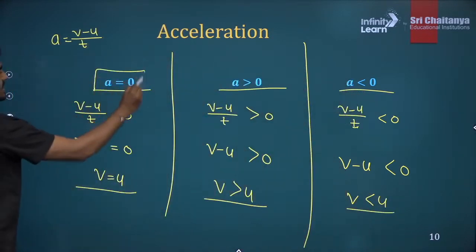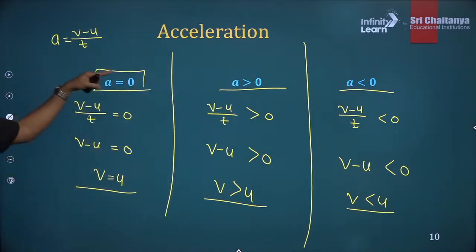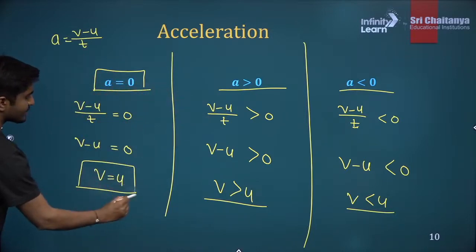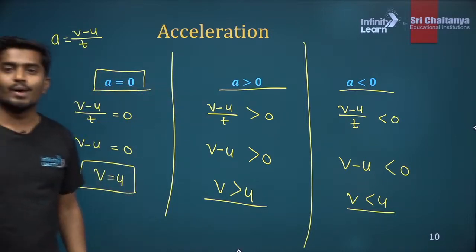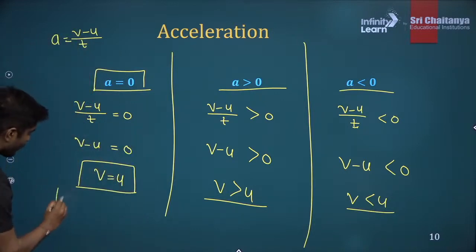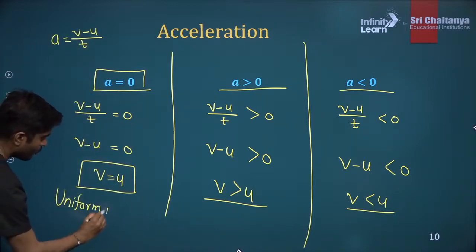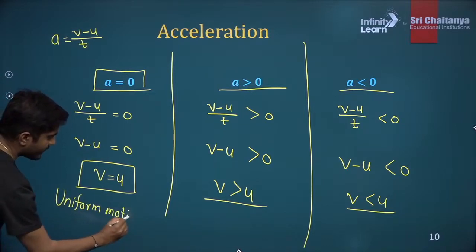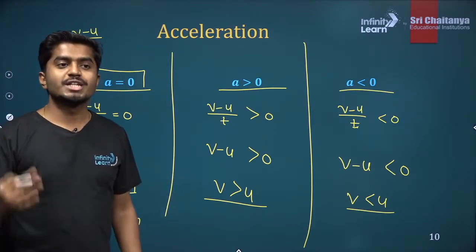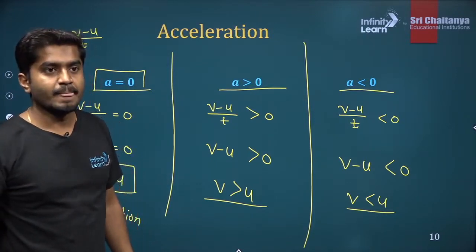If the acceleration is 0, then what will happen? That means the initial velocity and final velocity are equal. So that is the example of uniform motion. The object is moving in a uniform motion, so there is no change in the velocity.